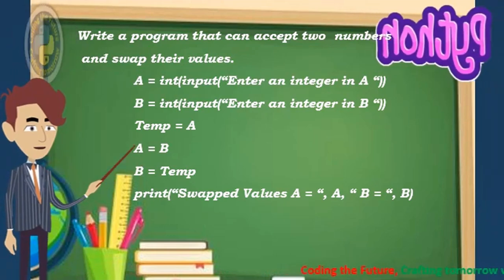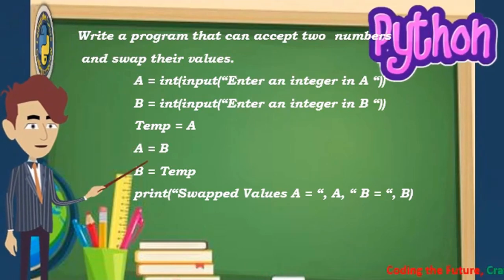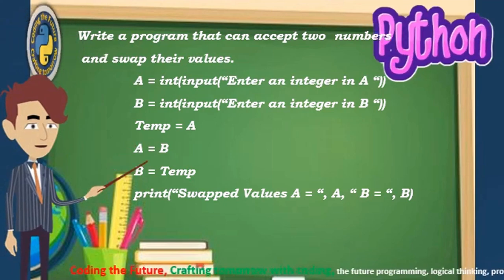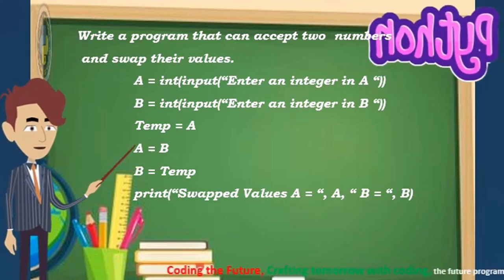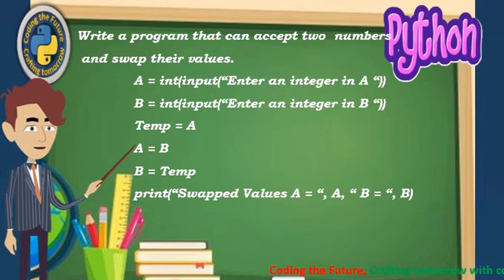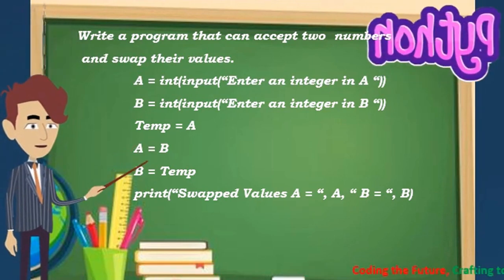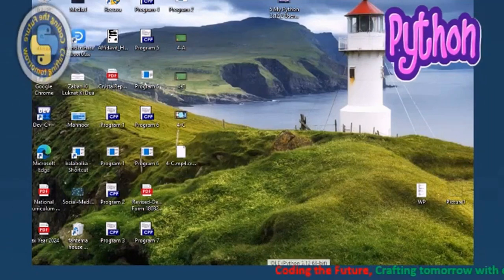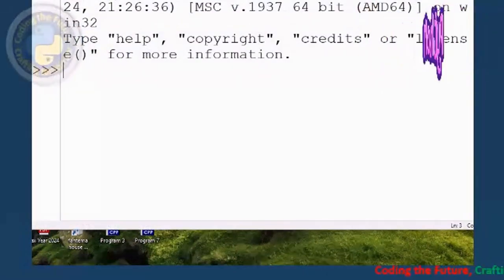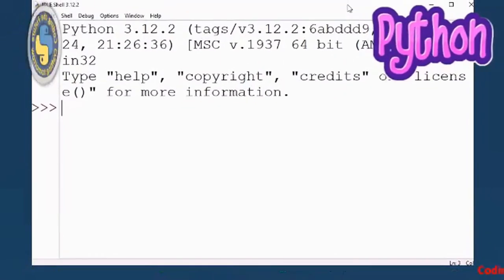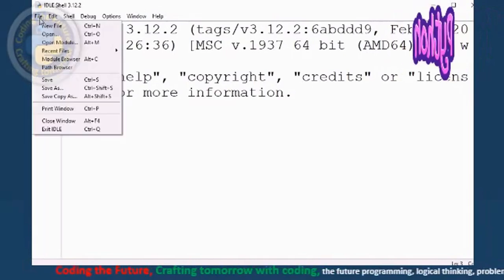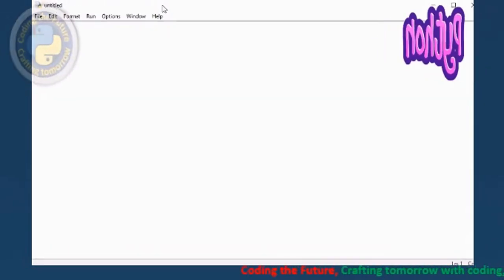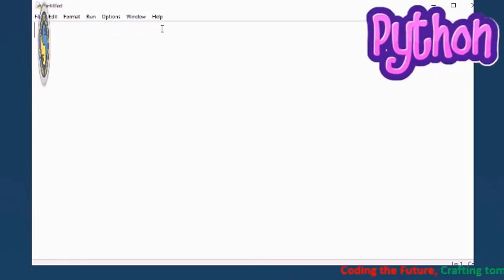In this way, these values will be swapped. Print swapped value A message with variable A, B equal to message with variable B. It's time to run the code on the compiler. We will open the Python terminal and a file will be opened to write the code. Here is the editor where we will type our text.